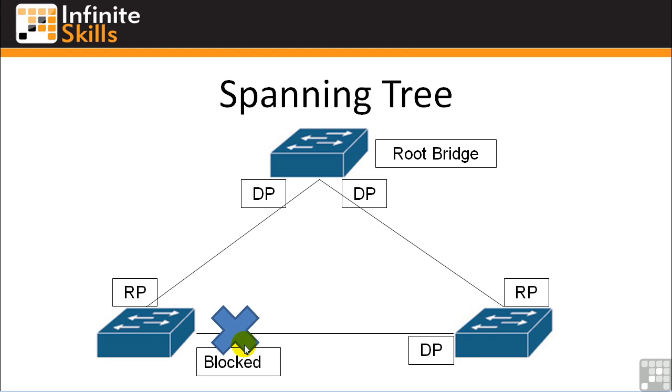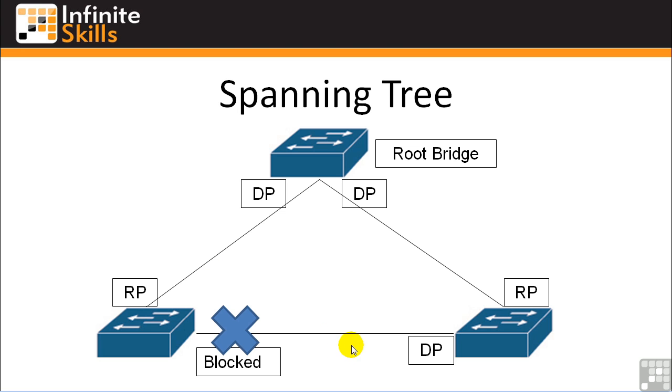Now obviously both of these switches are connected to this same LAN segment, and in order to prevent loops, only one of these switch ports can forward traffic onto this segment. Because if both of them forwarded traffic, then the traffic would enter the segment here, leave there, loop through the root bridge, and you'd have a big loop on the network.